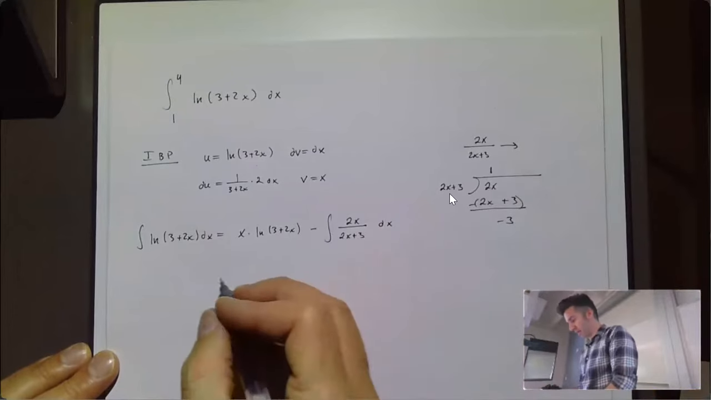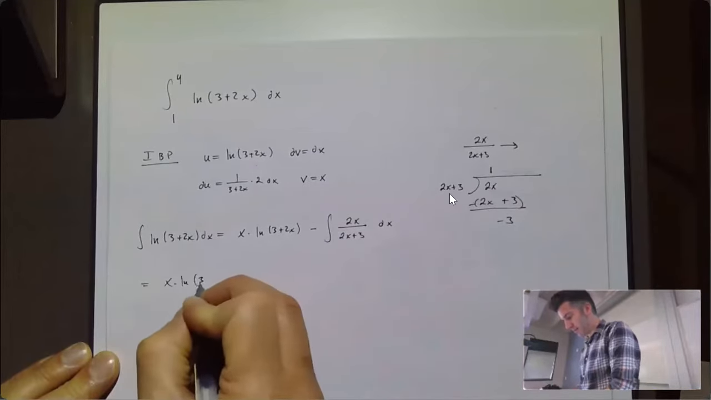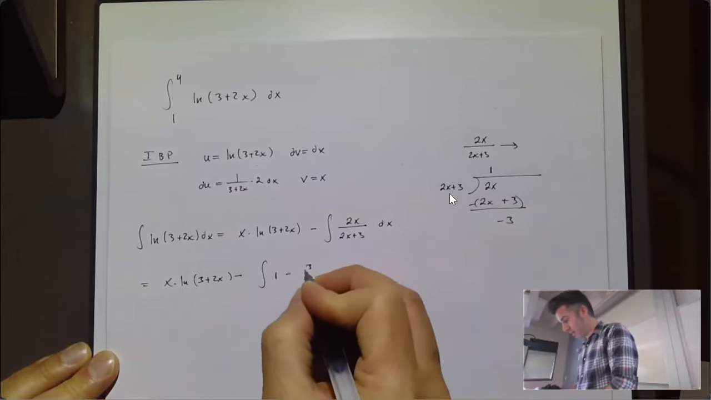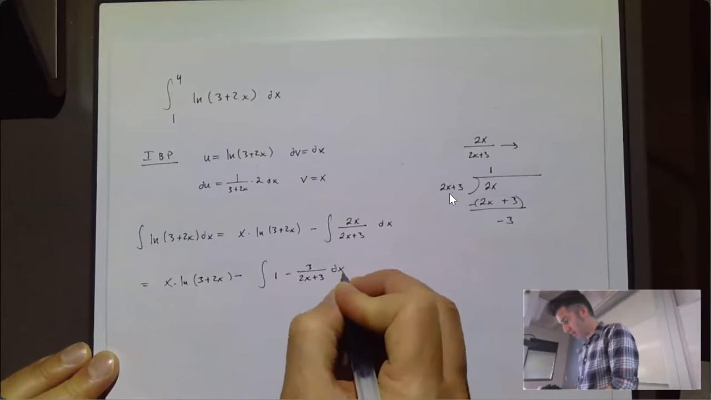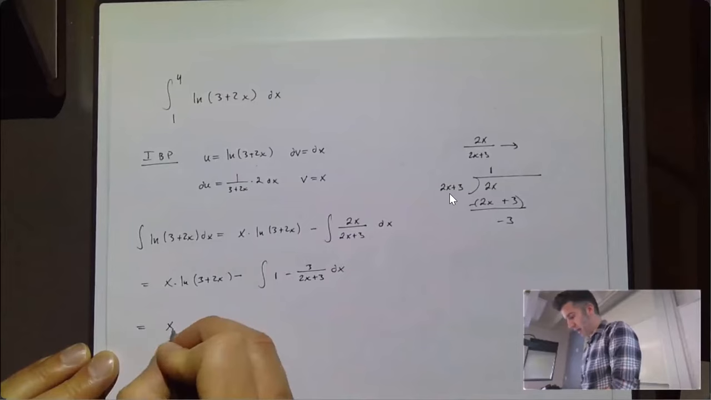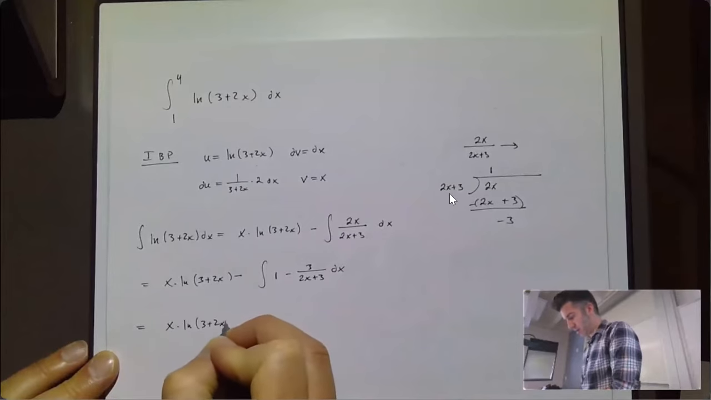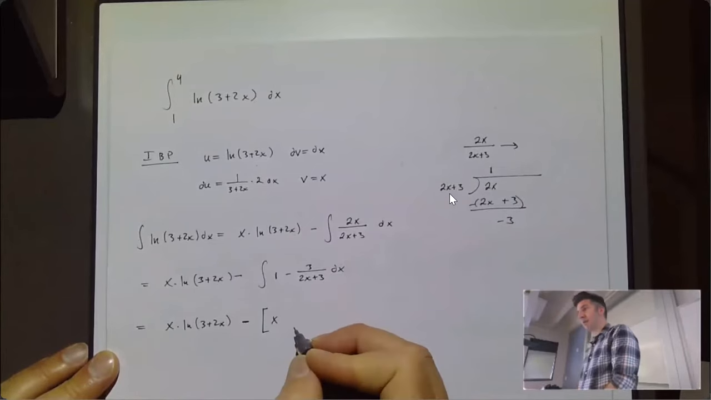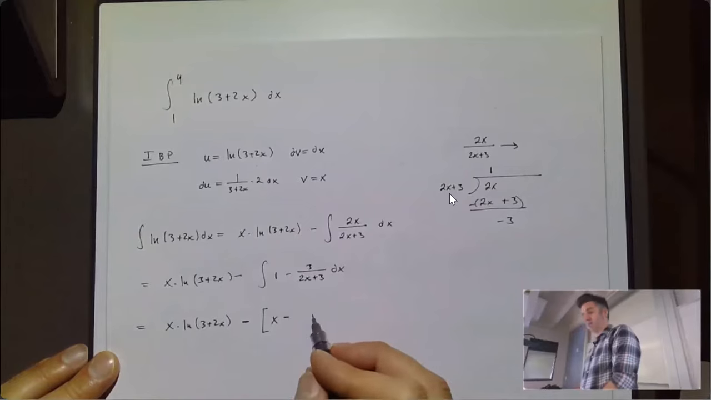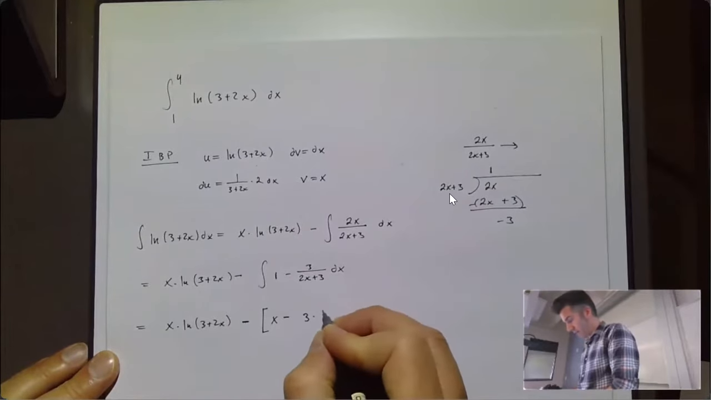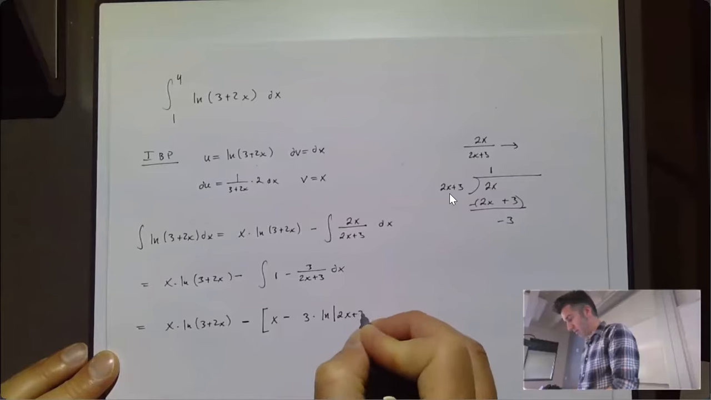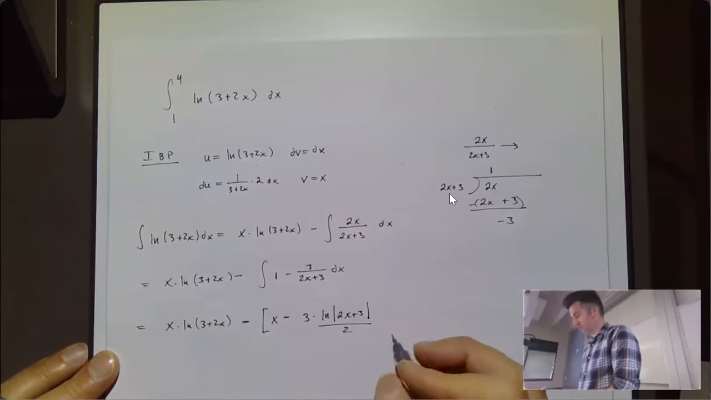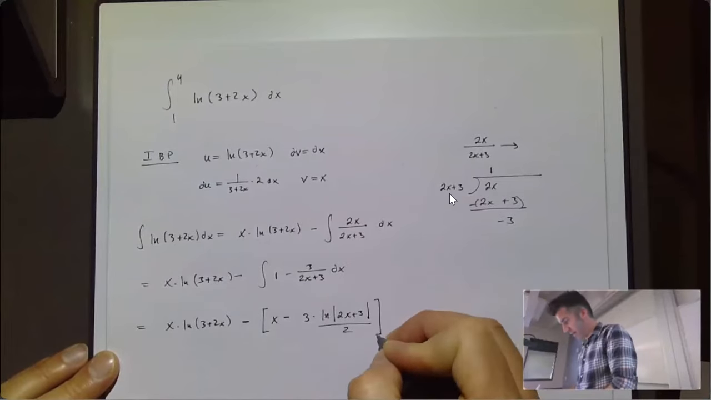So we can rewrite this as the integral of 1 minus 3 over 2x plus 3. That's going to end up being x times natural log of 3 plus 2x, minus the antiderivative of 1, which is just x, and the antiderivative of 3 over 2x plus 3, which is 3 times the natural log of the absolute value of 2x plus 3, divided by 2.